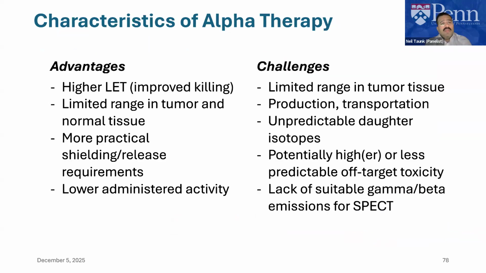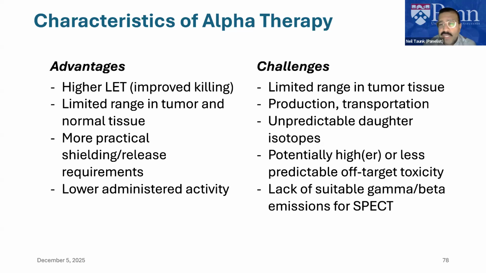Next slide. So again, some higher LET advantages, limited range normal tissue, more practical shielding and release requirements. For example, patients drugged with alpha emitters generally don't require special shielding. A piece of paper can stop many of these emissions, and lower administered activities. The challenges, though, are for alpha emitters, limited range normal tissue, so it may not be great for big tumors or tumors that are poorly vascularized.